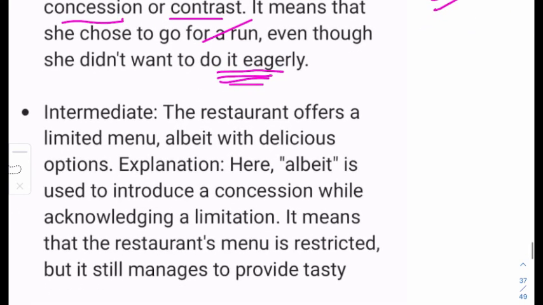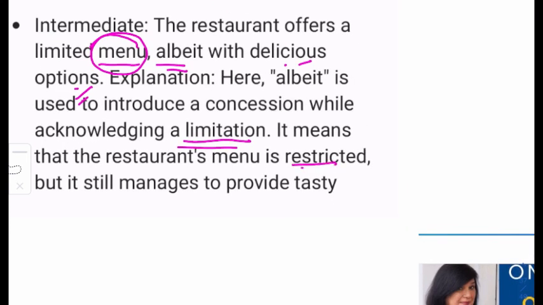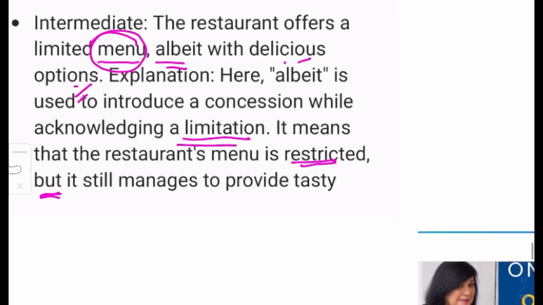Then, the restaurant offers a limited menu, albeit with delicious options. It means the menu is limited, although it has delicious options. Albeit. Okay, so it is again you introducing a limitation, a restriction. In place of although, but, however, you can use albeit.